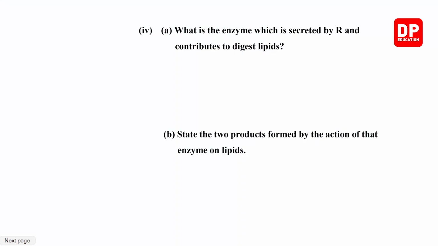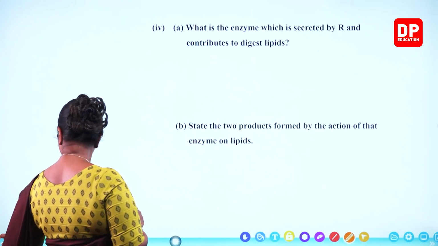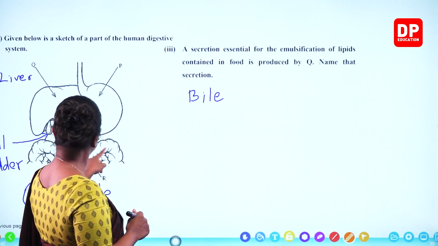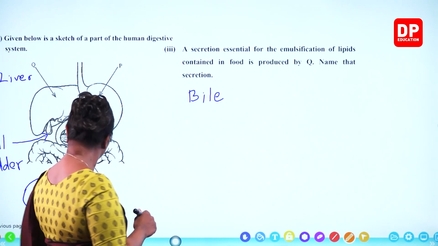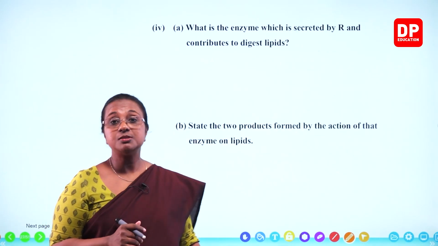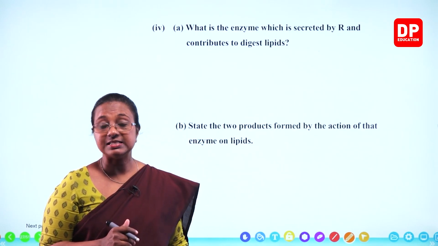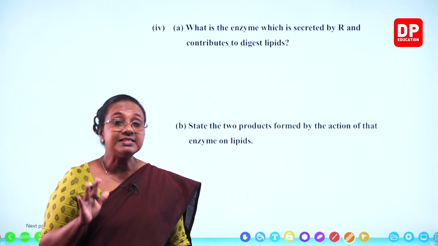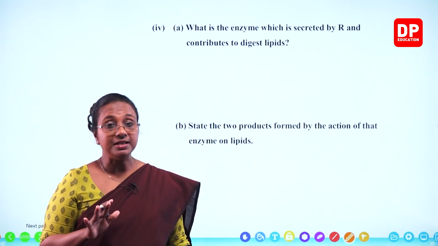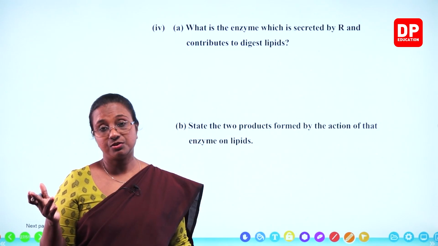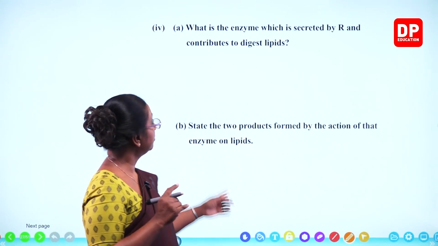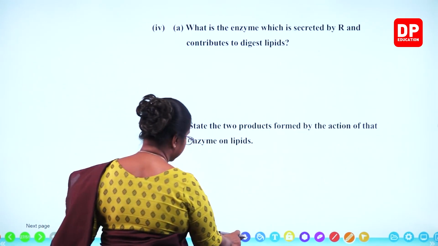Fourth question, A part. What is the enzyme which is secreted by R and contributes to digest lipid? Now, in the diagram, in the previous one, we identified R as the pancreas. So the pancreas produces pancreatic juice. Now, pancreatic juice contains the enzyme lipase. So the enzyme lipase converts lipids to fatty acid and glycerol. That is how they contribute in this digestion.